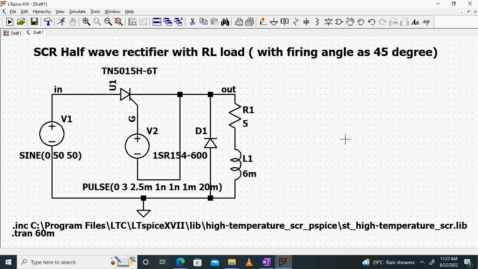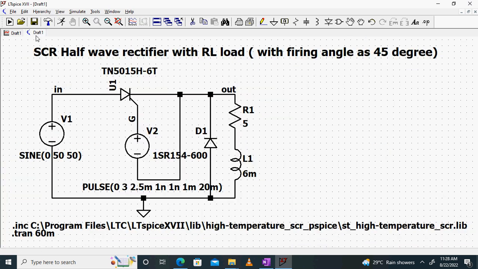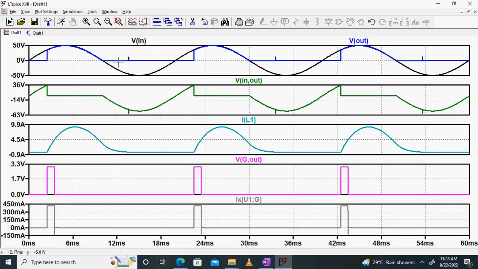So that will be all from my side. We have completed the simulation of a half wave controlled rectifier with RL load, right? So you all can play around with the values of R and L, and also with the delay time, so that we can control the firing angle and you can get the desired output voltage, right? And also we have seen the effect of the freewheeling diode on the output waveform.